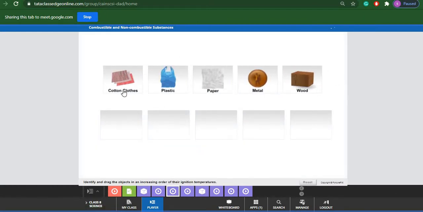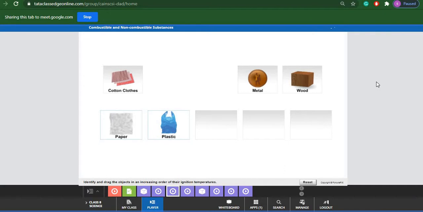A few things are mentioned here; all are combustible substances. First you have to consider which one has the lower ignition temperature value. Arrange them from low to high. So first, tell me which one will be? Paper. Yes, it will be paper. Then next, can anyone say? Plastic. Very good. Then, cotton cloth? No, it's not cotton cloth. It will be wood. Excellent.